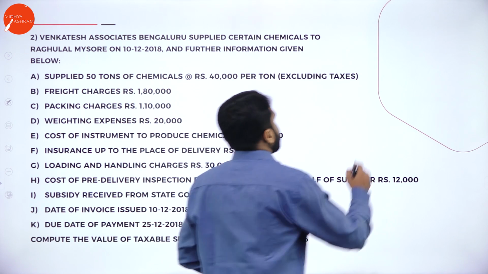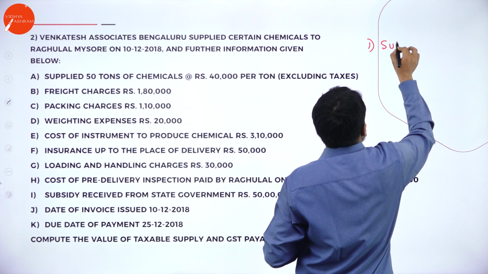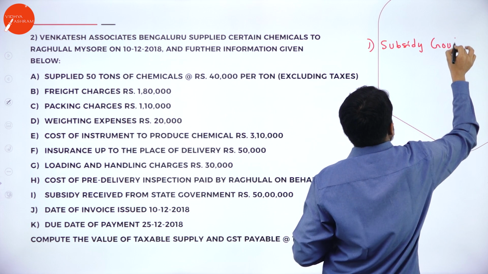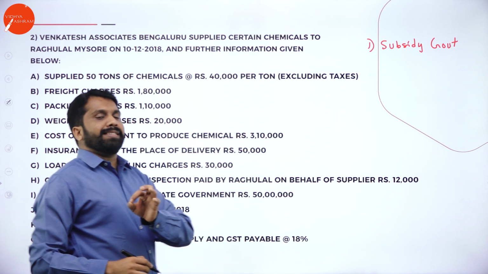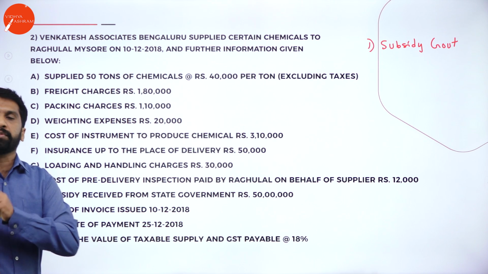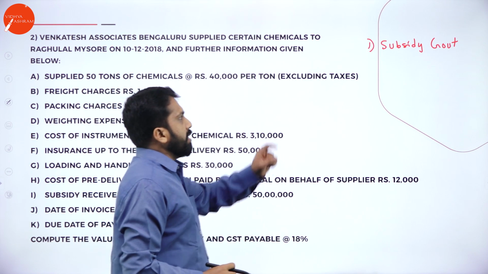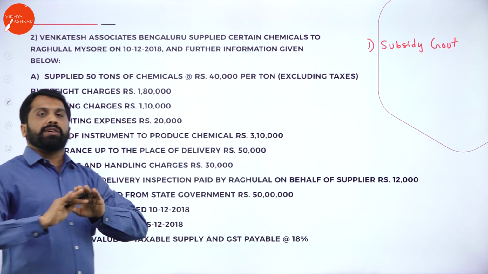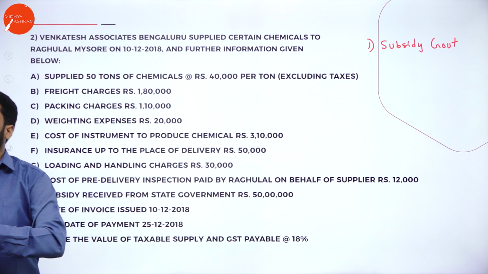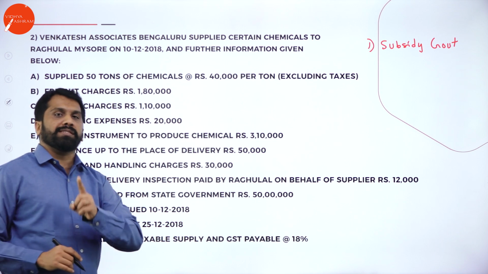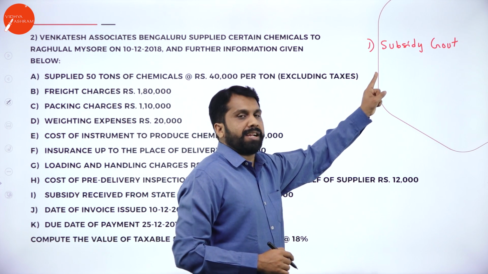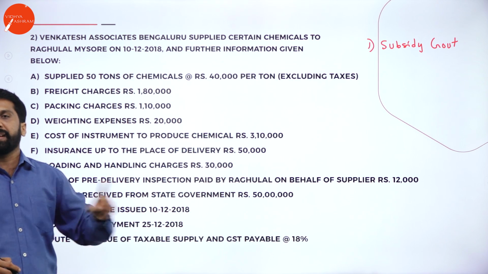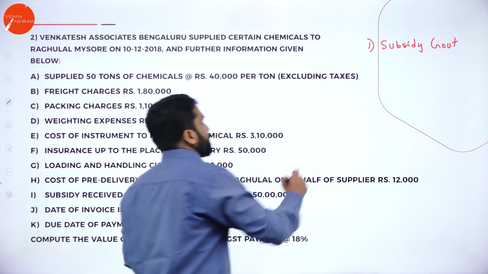The first thing, any subsidy from government. If you collected any subsidy from government, you are not supposed to take. In the question paper, you may get subsidy from central government. Don't take. If it is subsidy from an NGO, you have to take. Why? Because, as I told you, only subsidy from government is not part of your taxable supply. Clear?